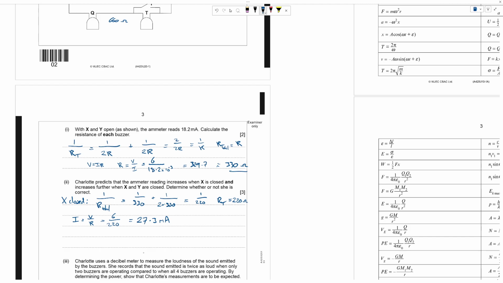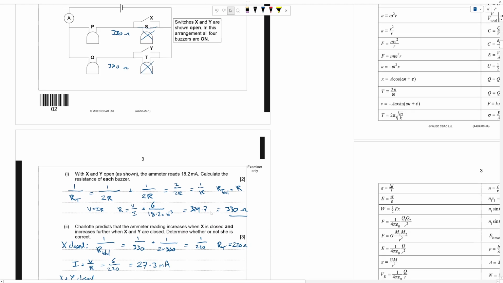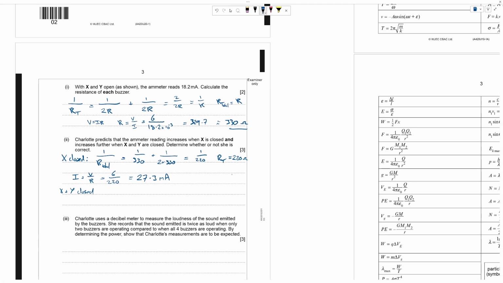So far so good. With X and Y closed, if we go back to our circuit, if we close Y as well, we get rid of buzzer T. That means the resistance of this lower branch becomes 330 as well, because it only has a single buzzer in it. So with X and Y closed, 1 over that total resistance equals 1 over 330 plus 1 over 330.